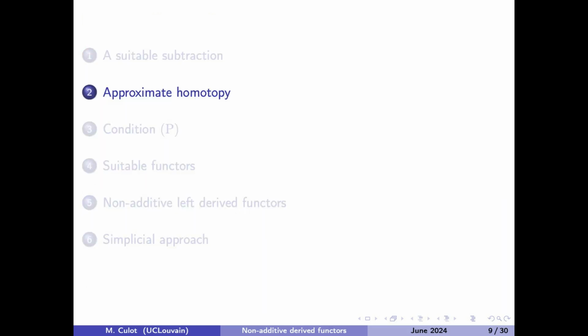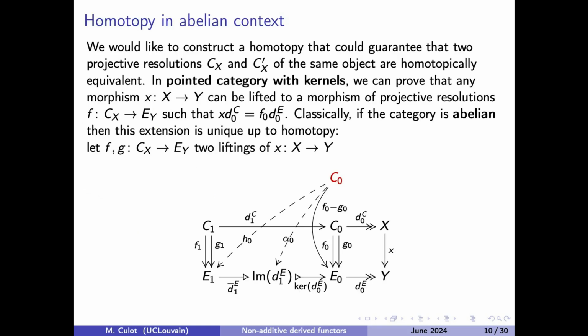Okay. It seems that I have my mouse, but I'm still a bit stuck. I need the homotopy. And so the idea is to come back to the abelian settings and hope that we can build an homotopy between two different projective resolutions, to lead to the first bullet that I showed you at the beginning. First, we need the lifting. So if you start with a morphism, we need that it lifts to the resolution of X and Y, and that is always true if you consider a pointed category with kernels.